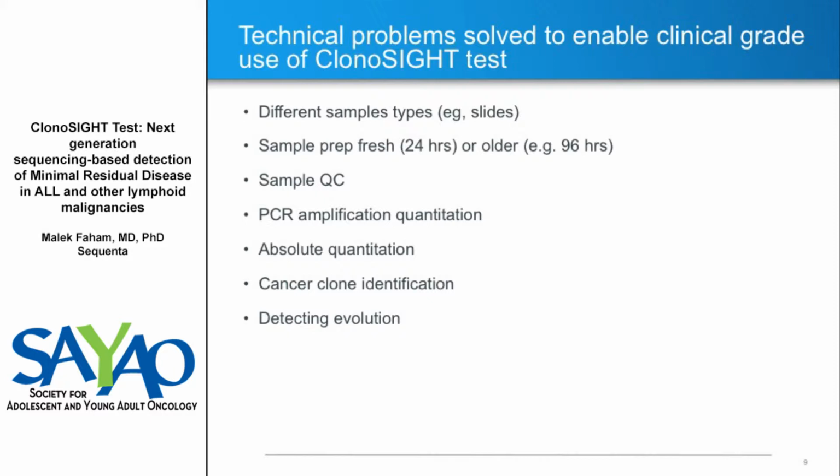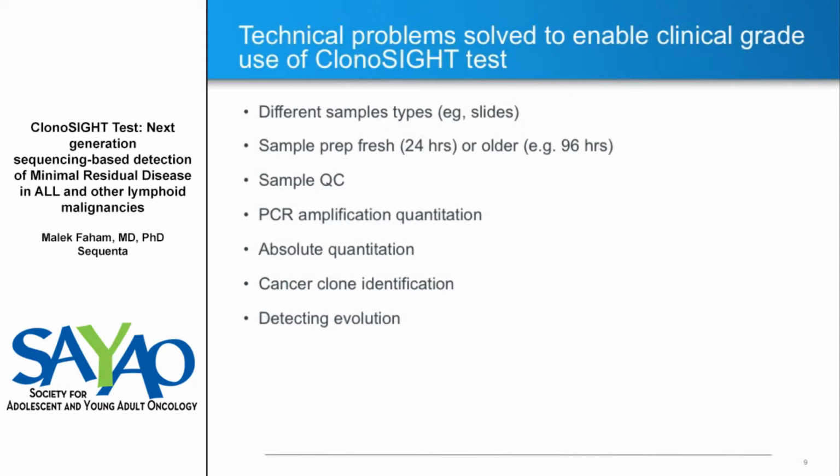A fresh bone marrow that's 1 day old, or 4 days old, or 1 week old. How do you manage to do sample QC in a way that allows you to measure effects of heparin and so on that's known to inhibit PCR? PCR amplification quantitation: how do you make sure you have standards so that the quantitation you have for all your different products doesn't have any basic amplification bias?